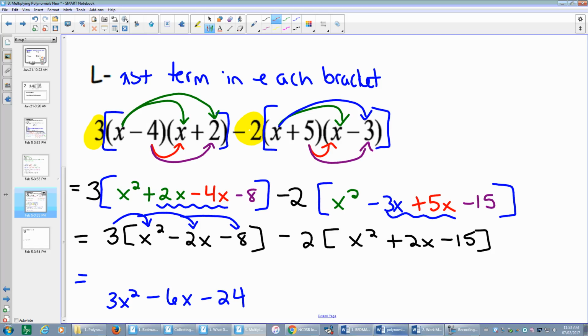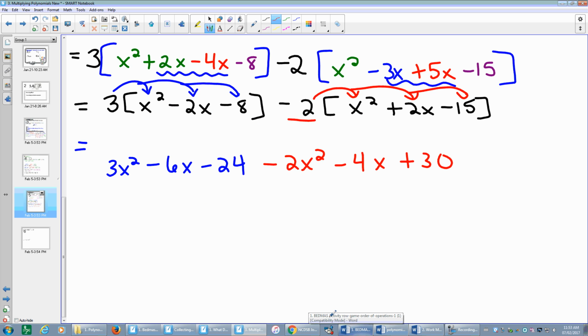And then I have another one. I'm going to take that whole negative 2 and multiply that on the inside of the bracket. So I have negative 2x squared minus 4x plus 30. Okay, and then you should be pretty familiar with the next step. We are going to group like terms and simplify. So I'm getting my like terms together, my x's, my x squareds, and my constants.